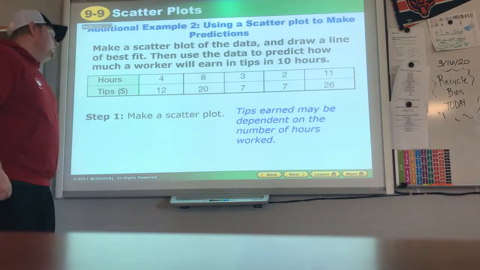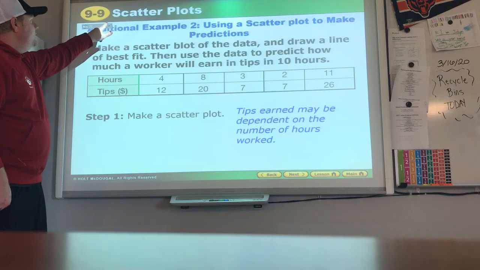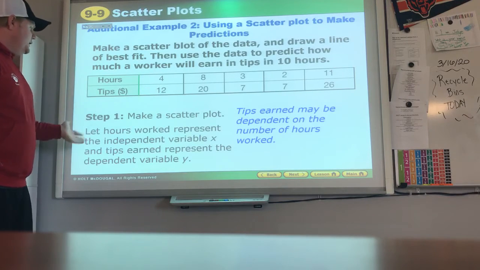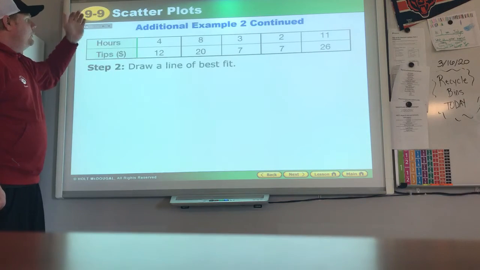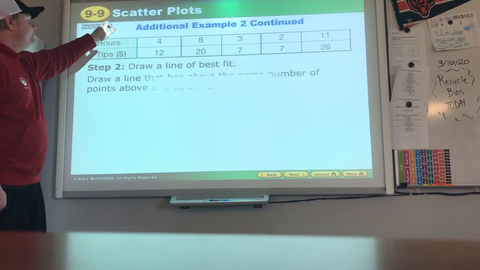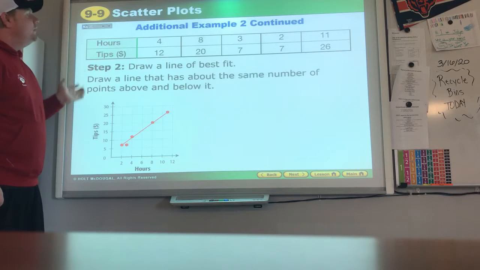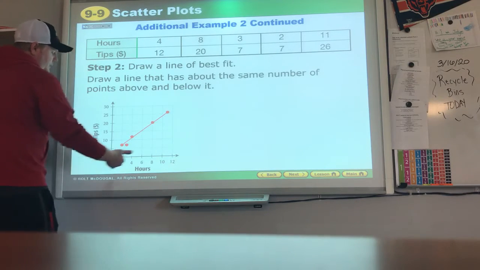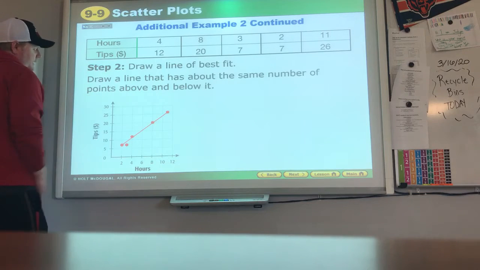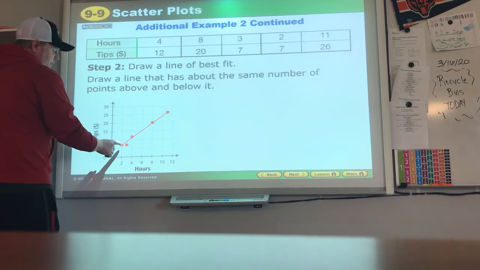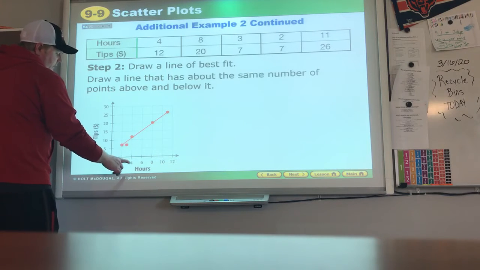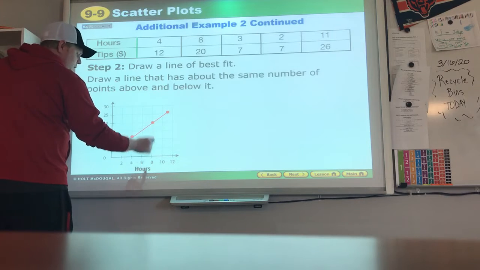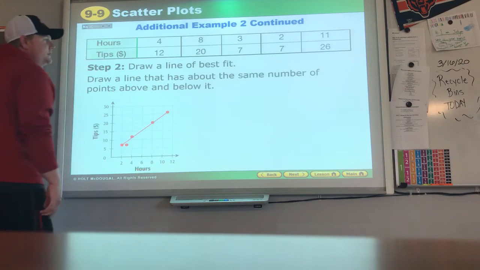hours to tips. So we're going to make an X and a Y. So we have our hours on bottom, and we have our tips on top. For 2 hours, you make $8. All right? For 3 hours, $7. For 4 hours, they jumped up to 12. 8 hours, they made 20. 11 hours, they made 26.